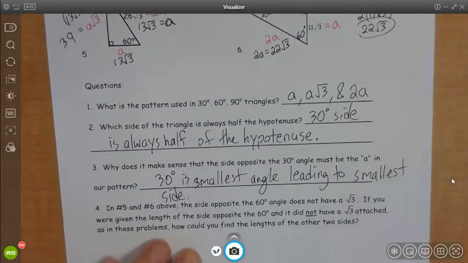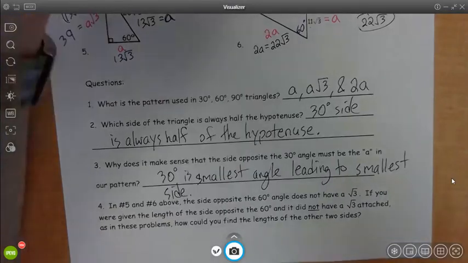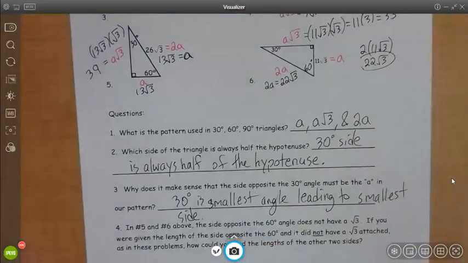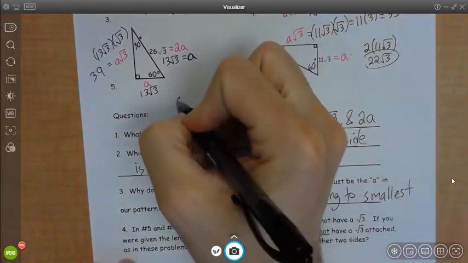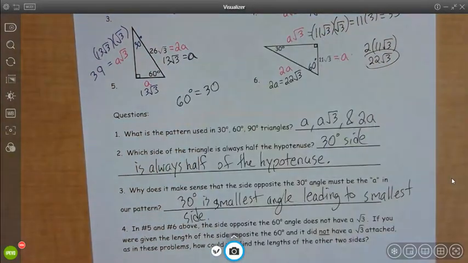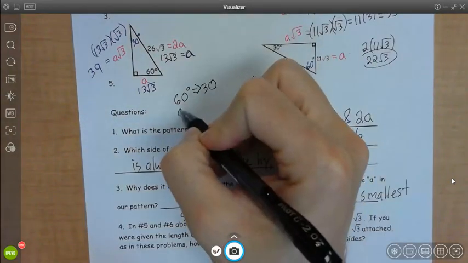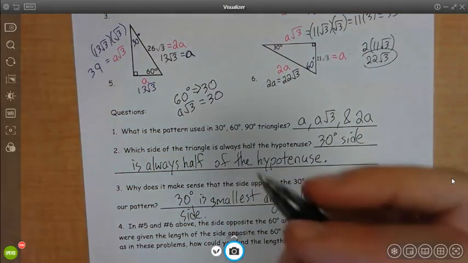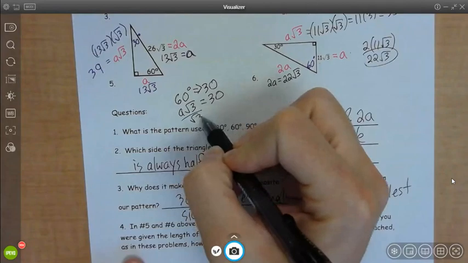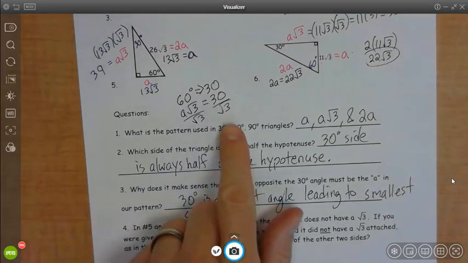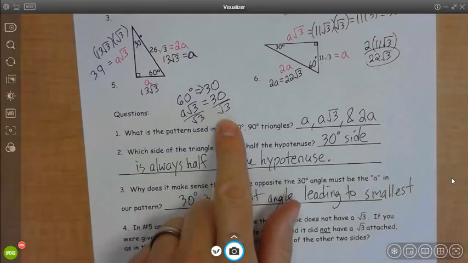So, for example, if I knew that my 60 degree side was equal to 30, well, that means that A root 3 has to equal 30. And if you knew that, you just have to divide both sides by root 3. In a later math class you'll have to do what is called rationalizing. At least for us, we're not going to need to worry about that in math 2. Suffice to say, that would be our answer.